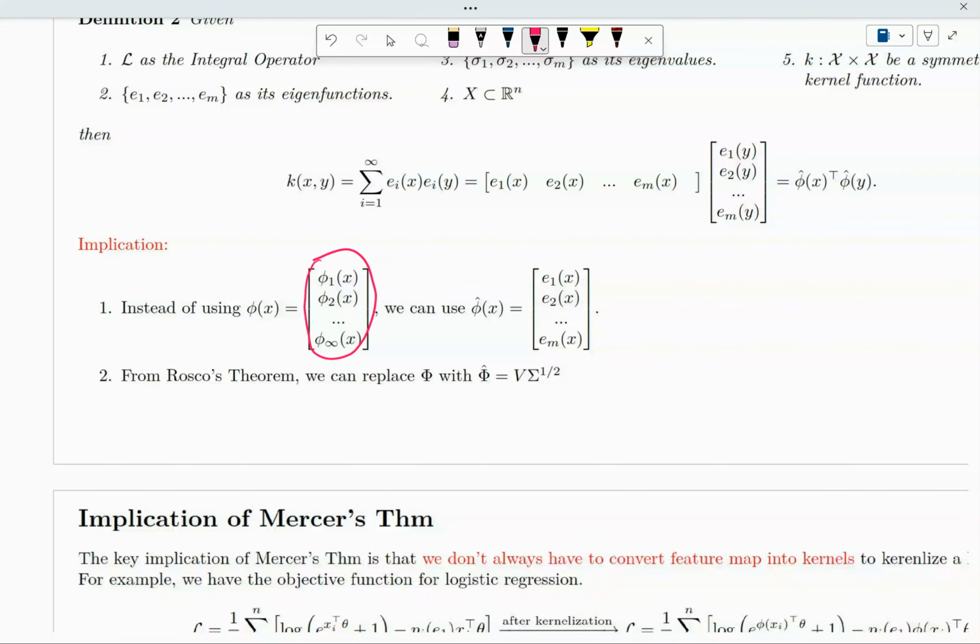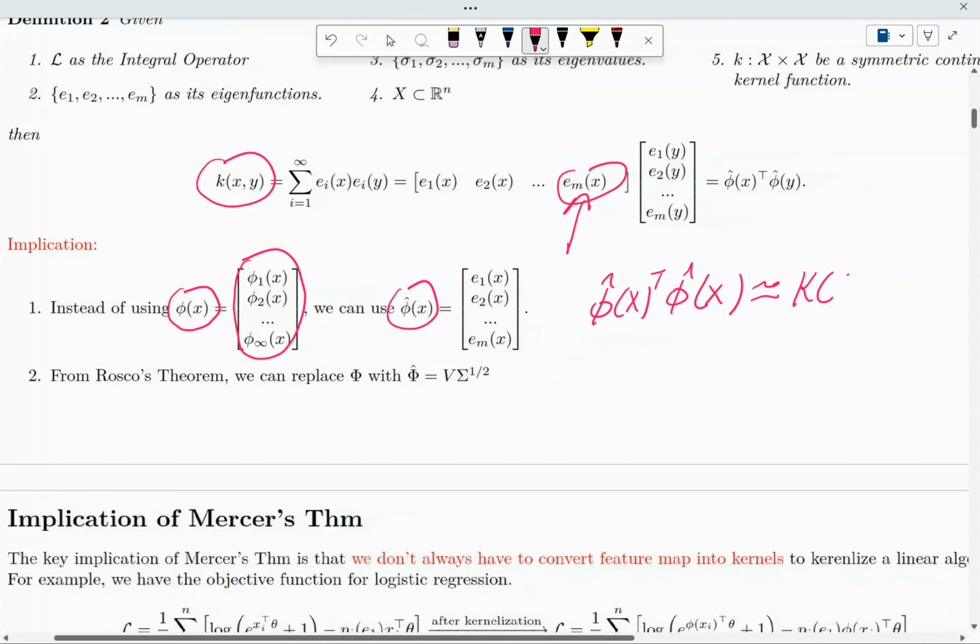What we discover from Mercer's theorem is that instead of using the basis, the same kernel function could be achieved when you use a different set of bases, specifically when you use the eigenfunctions. And when you use the eigenfunctions, instead of infinite of them, very often you can approximate it using a finite number of them. So instead of infinite, just m of them. Therefore, instead of phi of x, you can use an approximate version called phi hat of x. And when you do phi hat of x transpose phi hat of x, this is basically the same as the kernel function itself.